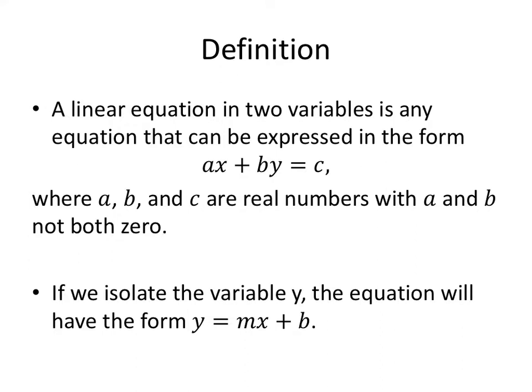A, b, and c are real numbers, where a could be 0 as long as b is not, or b could be 0 as long as a is not. You must have either the x or the y, or else we don't call it a linear equation. If we take ax plus by equals c and isolate the y value, the equation will have the form y equals mx plus b. This is one of our critical formulas for linear equations. We're going to use it repeatedly.